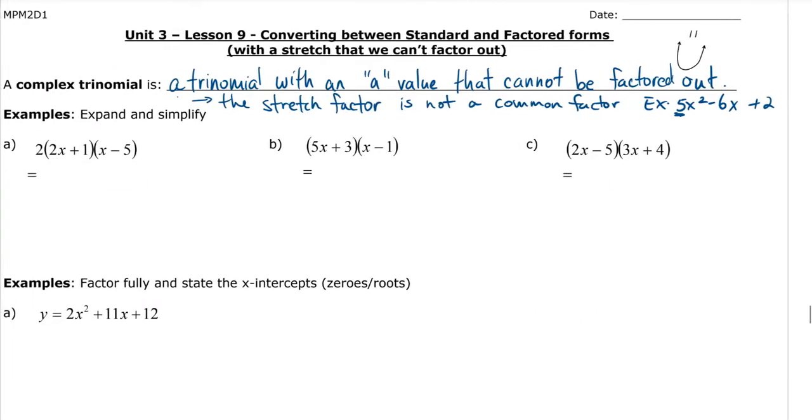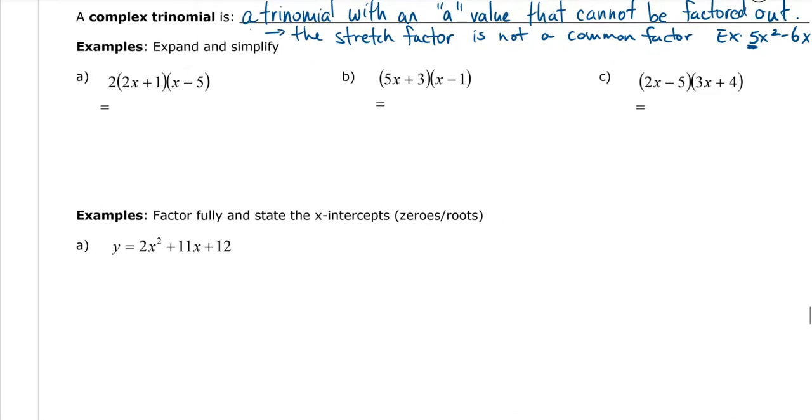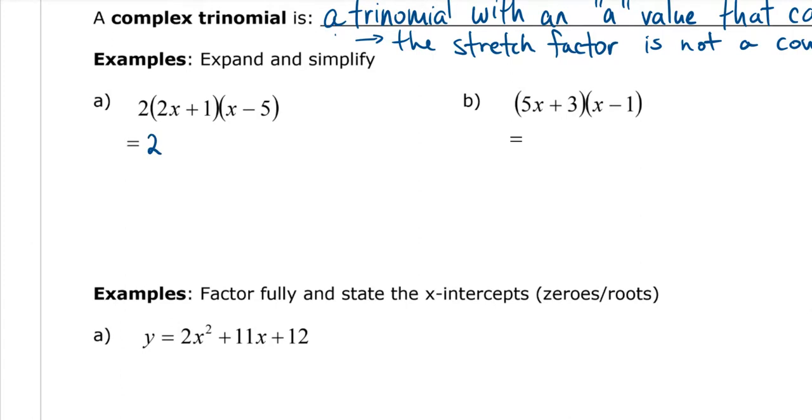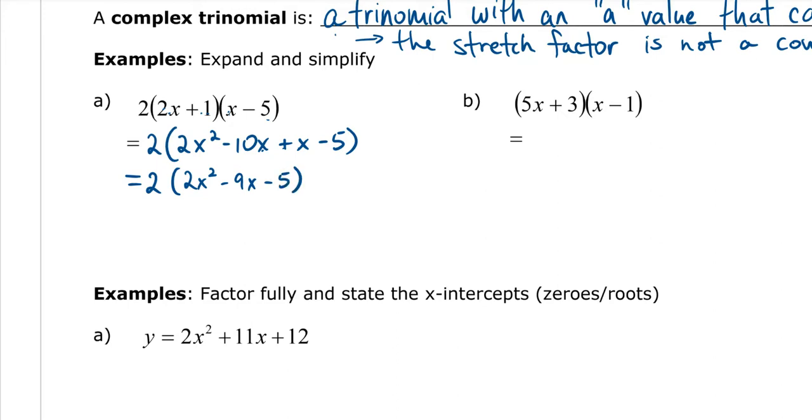Okay, let's review first some expanding and simplifying. If I expand the first expression, you leave the 2 out and expand using the distributive property for the other two brackets. 2x times x is 2x squared. 2x times minus 5 is minus 10x. 1 times x is just x, so plus x. And 1 times minus 5 is minus 5. Collect like terms: 2 times bracket 2x squared minus 9x minus 5. Then distribute the 2: 2 times 2x squared is 4x squared, 2 times minus 9x is minus 18x, and 2 times minus 5 is minus 10.